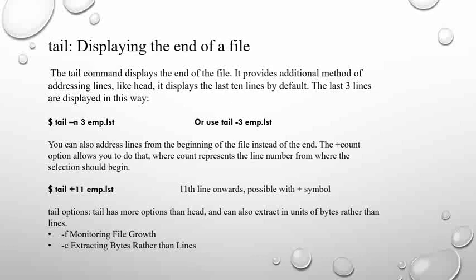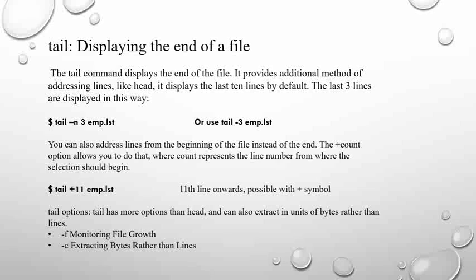Next is the tail command. Tail displays the end of the file. It provides an additional method of addressing lines, like head. It displays the last 10 lines by default. The last 3 lines are displayed in this way. As you can see here, I've taken an example of the tail command, and I've used the -n option.